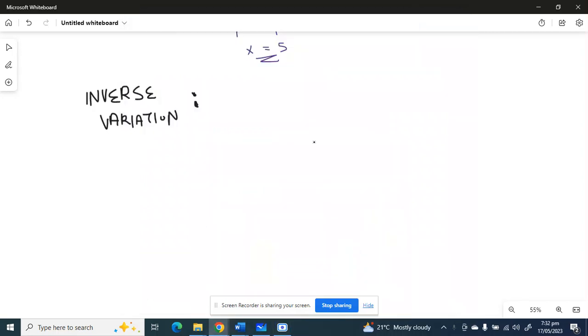All right, so now we're looking at inverse variation. This is where when one variable increases, the other variable decreases. Graphically, it can be shown like this, where we have our y variable and our x variable. So let me just illustrate a bit on inverse variation.